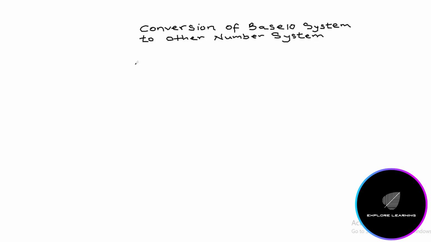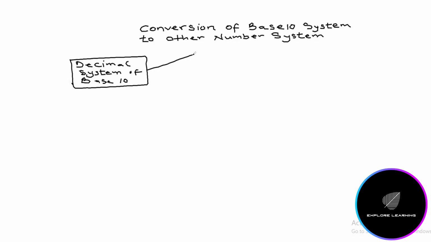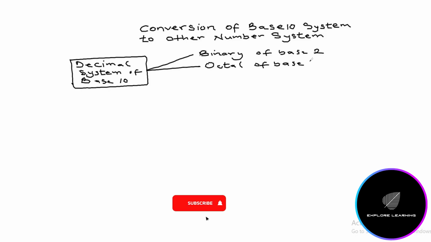In today's video, I'm going to be teaching you how to convert base 10 number system to other number systems. Now, this is exactly what we want to do: a decimal system of base 10, we want to convert it to other number systems. So we have binary of base 2, and we have octal of base 8. Then we have hexadecimal of base 16.